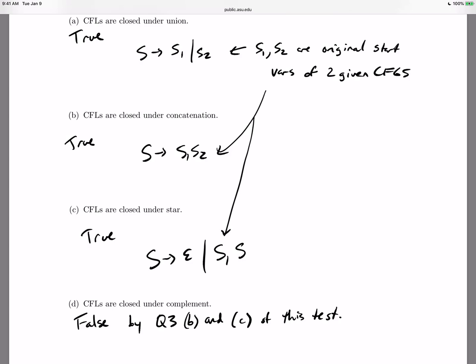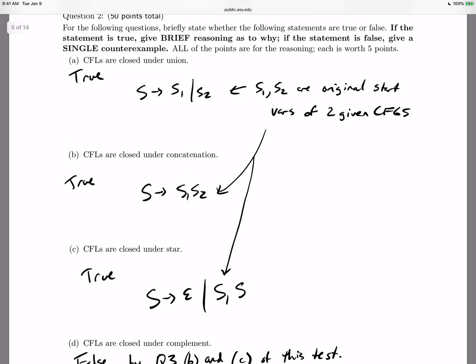But the other way that you could have gone is with PDA. So for the union one, you do the same thing as with an NFA. You make a new start state, and you have epsilon transitions to the original start states of the PDAs.